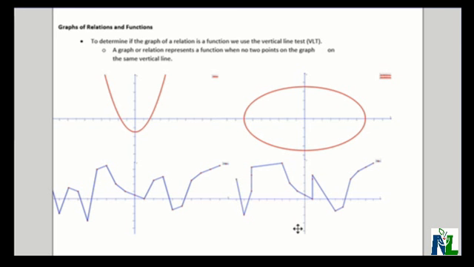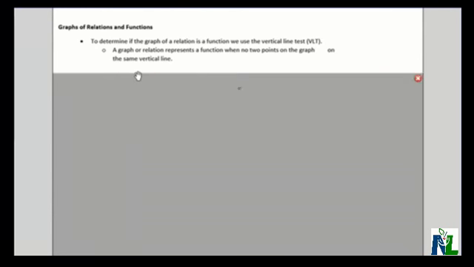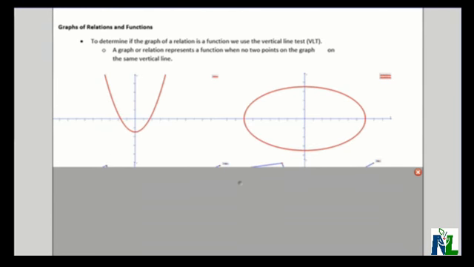To determine if a graph of a relation is a function, we use what we call a vertical line test. It's a very simple test to be able to look at a graph and figure out if this actually represents a function. So what we do is we have a vertical line that we can put on our graph and then see if we're going to intersect our graph in more than one place.